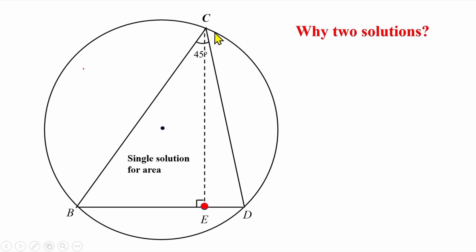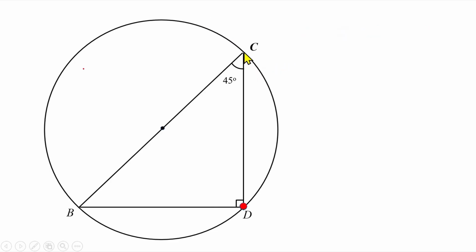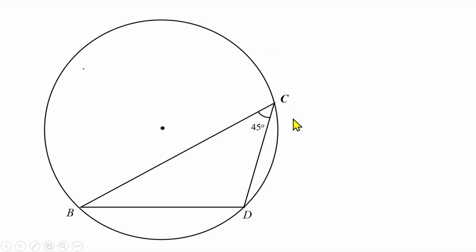Now let's move vertex C along the circle. First, we consider the case when the height CE coincides with the side CD. So we have here a right triangle. In this case, this triangle is isosceles and it has only single solution for area. We continue to move vertex C and consider next the following triangle.